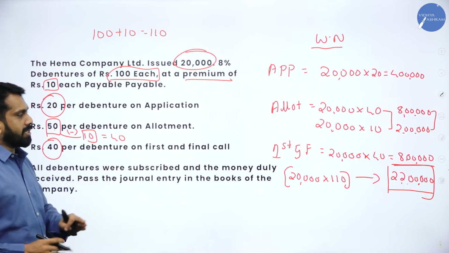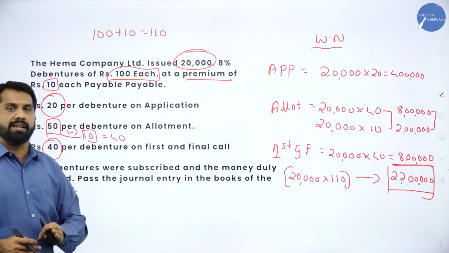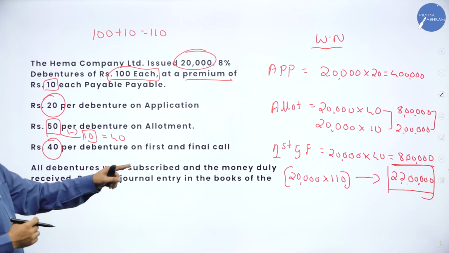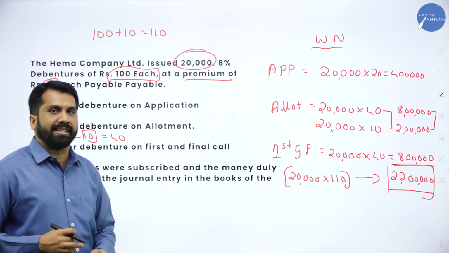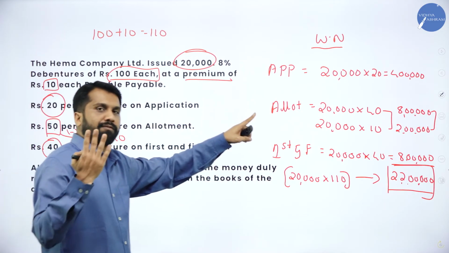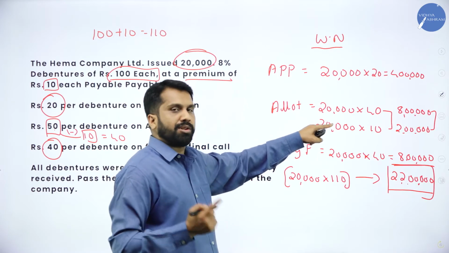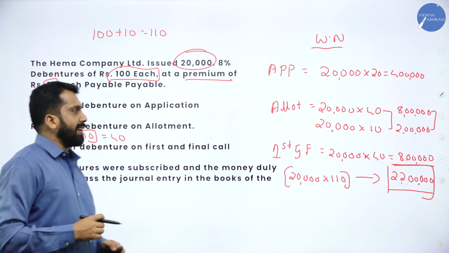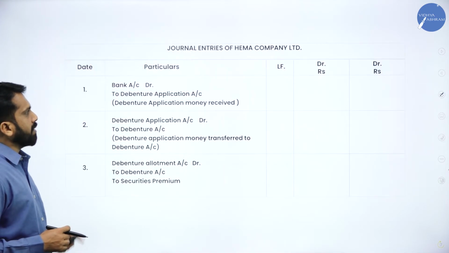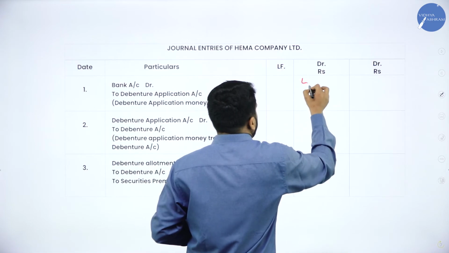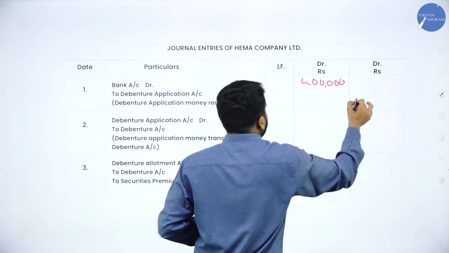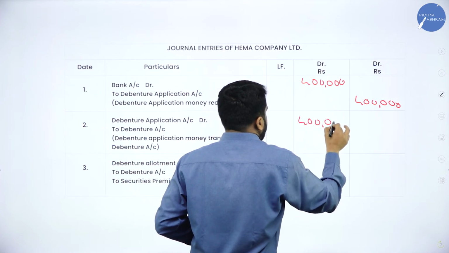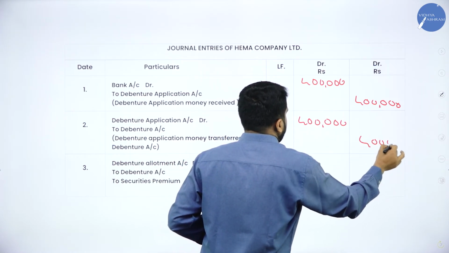Now answer for this one, I will only do answer. From the next session, I will give you homework. So total how much it is? 22 lakh. Application, remember how much? 4 lakh. Allotment 8 plus 2, 10 lakh. First and final call is 8 lakh. We'll go for application. Application, we got 4 lakh. Same amount for the next one also, 4 lakh as well as 4 lakh.